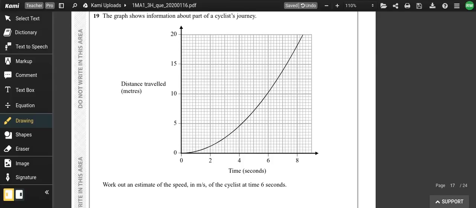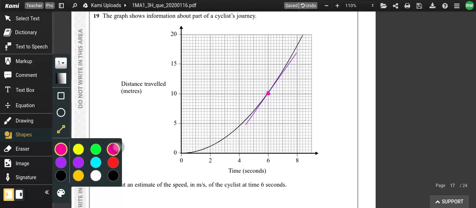Question 19, we've got a distance time graph and work out an estimate of the speed. So how do we get a speed from a distance time graph? We have to take the gradient. As you can see, this is a curve. So at 6 seconds, let's read off the graph with this point here. We need to try and take a tangent at that exact point. Something like, well, let's take it up to there. It might make it easier. Something like that. Okay, and then we can work out the rise over run, if you want to call it that.